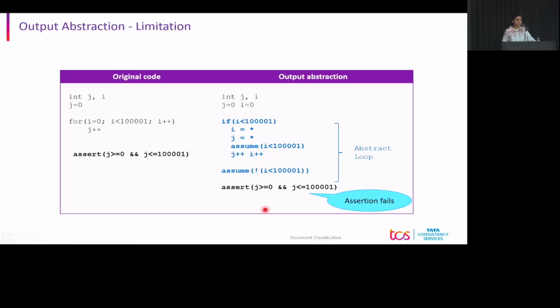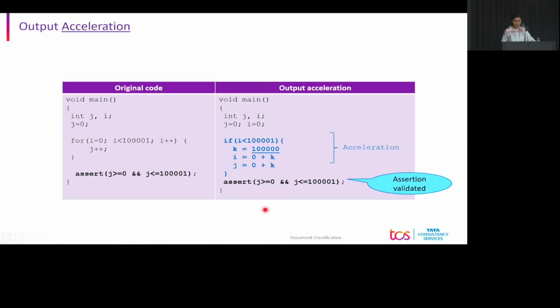Since there are no constraints in the original code on j, it will fail. So what to do in this case? One way is if we knew how many times this loop will be iterated. If we knew that it would be iterated 100,000 times, then we could accelerate i as well as j, and automatically this assertion could be validated. It's a very simple technique, and it's called output acceleration, or just loop acceleration. And it automatically helps us. See, how it has been done is because i and j are accelerated equally and by an equal number of iterations, and therefore this assertion is validated.